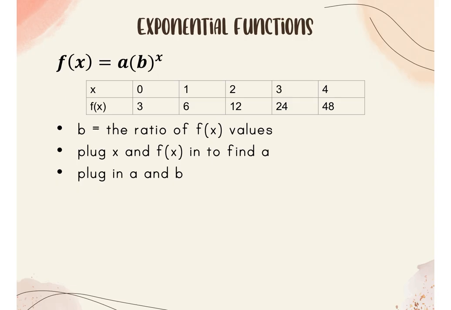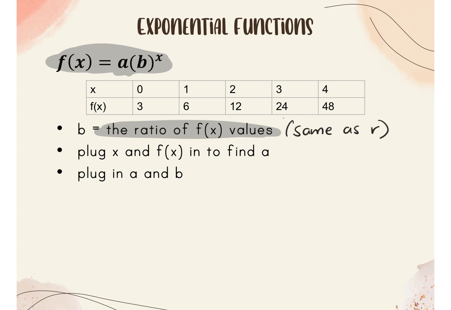So we know the equation for the exponential function is f of x equals a times b to the x, where b is our base and a would be our initial value. So in this example, b is the ratio of the f of x values. We also know that b is the same as r, because an exponential function can also be geometric.